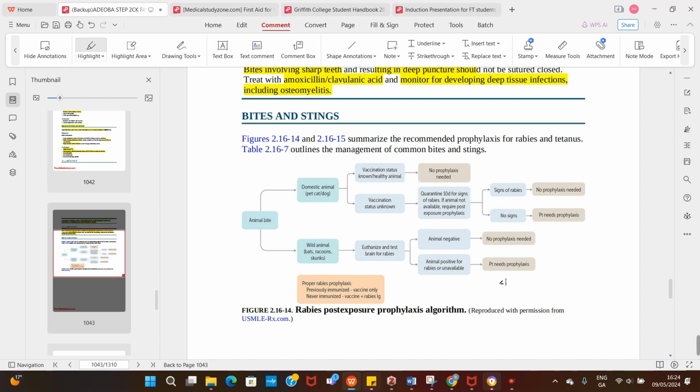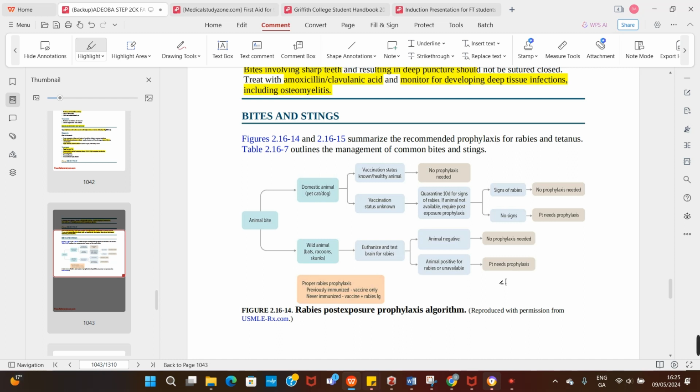Now, fine. We have looked at the algorithm that tells us if the patient needs prophylaxis or not. But what do we give in the prophylaxis? It depends. The prophylaxis can either be active immunity or passive immunity. Active immunity means that you are giving vaccine. Passive immunity means that you are giving the immunoglobulin, right? In some situations, you only give active immunity. In some situations, you give both active and passive immunity.